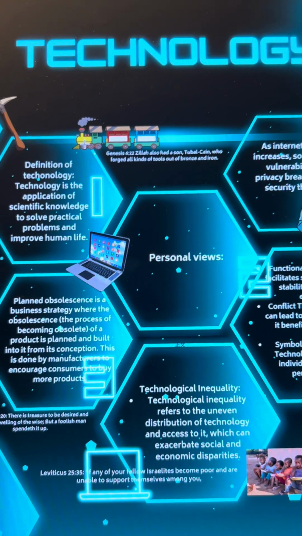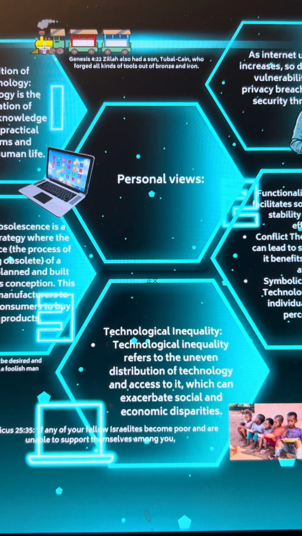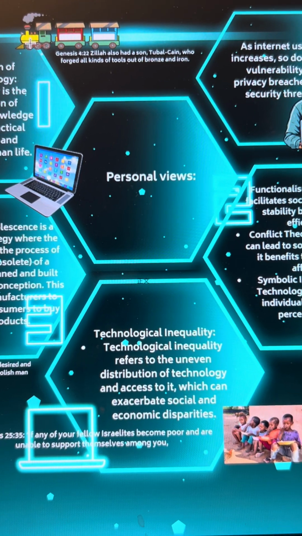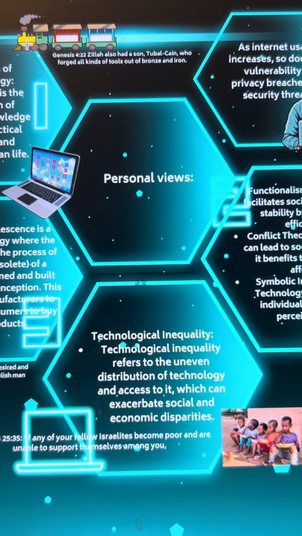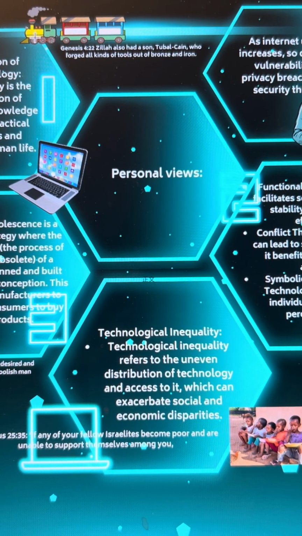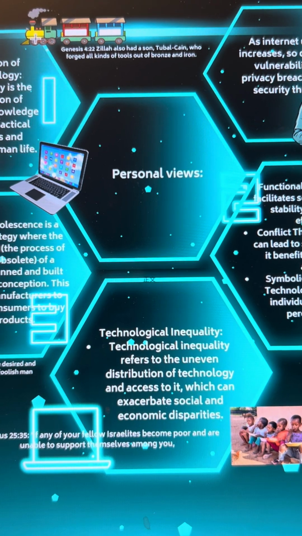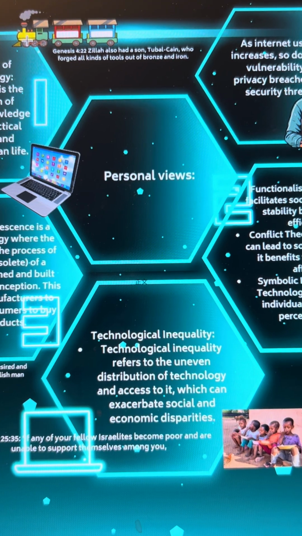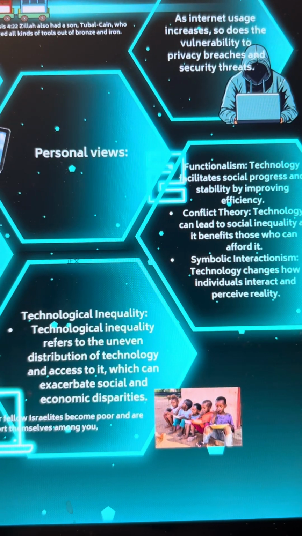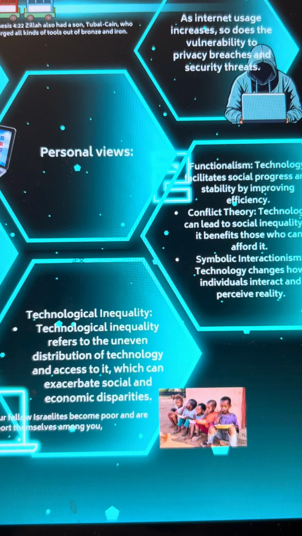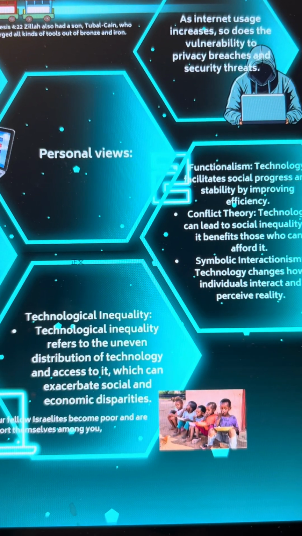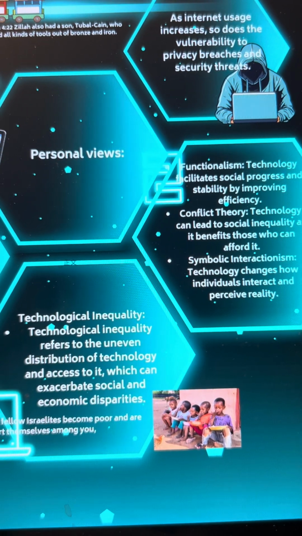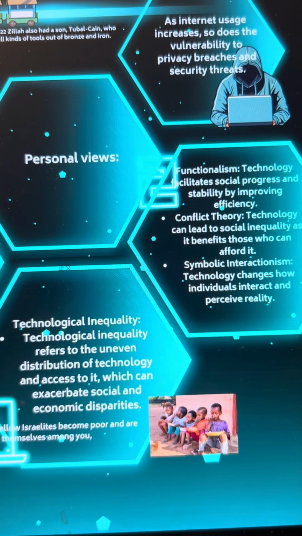their lives. So as I mentioned, according to some conflict theories, technological inequality does exist. By definition, technological inequality refers to the uneven distribution of technology access, which can exacerbate social and economic disparities. So let's look at this image, where the people are sitting there because they can't get access to some expensive technology because they live in a poor or less developed area.